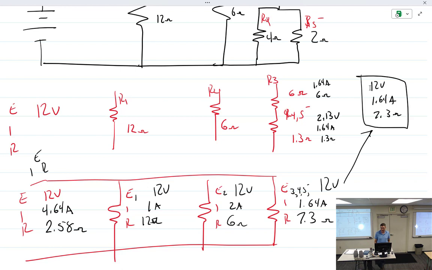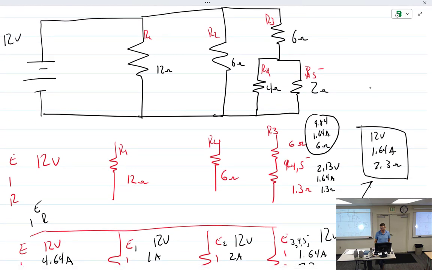What's my voltage drop across R3? 9.84. All right. So 9.84 plus 2.13 should equal 12. All right. So this right here, that's R3. We're done with R3. We can just bring it right up here and plug that into R3. There's R3 right there. Whoosh. But now we got to fix 4 and 5. We don't have very much information. Well, we don't have the information yet.